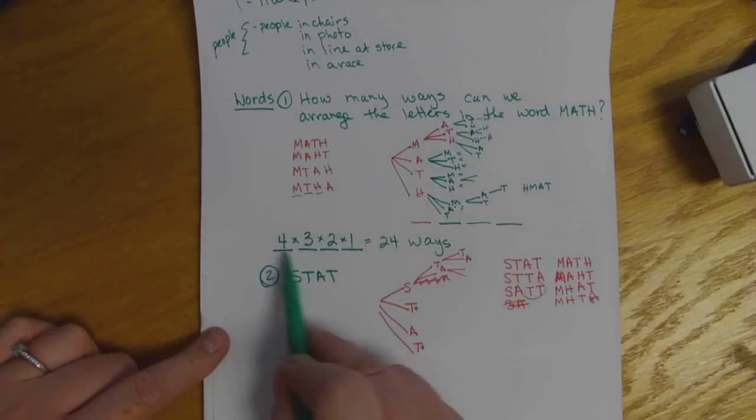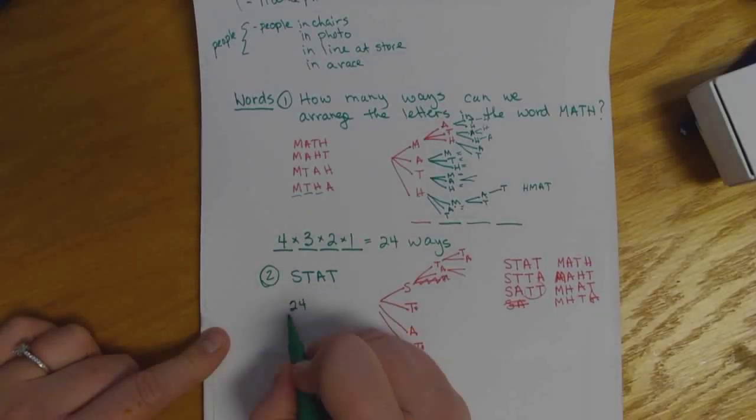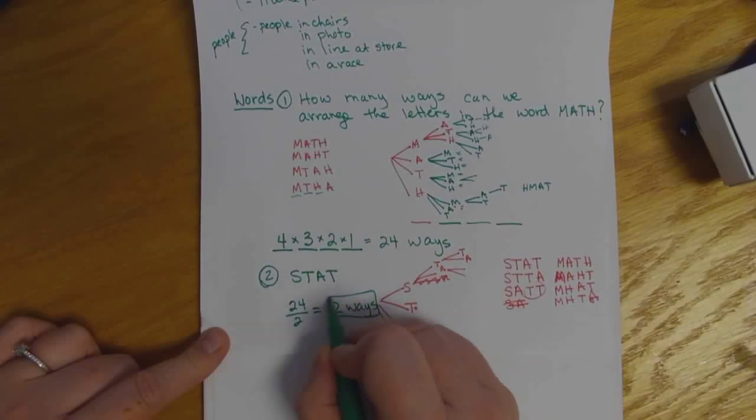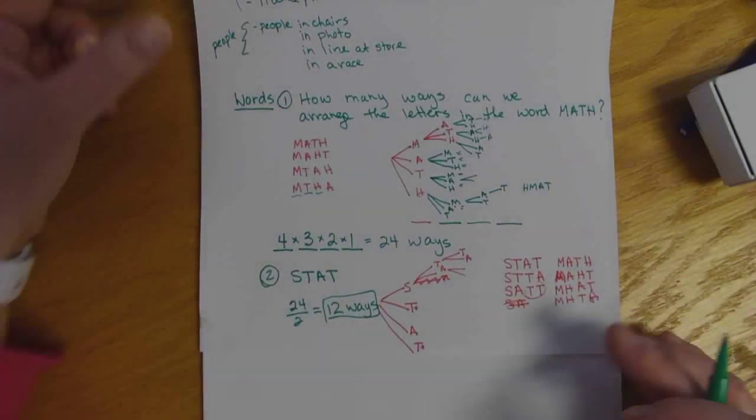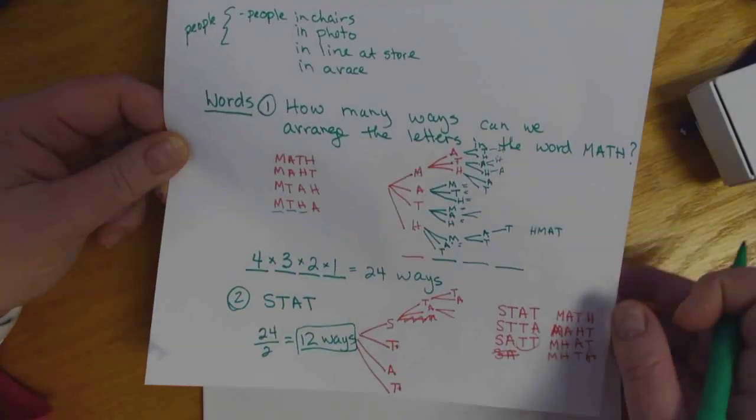Well, there's 24 altogether if all the letters are different. And then there's 2 letters that are the same. So every time, if I wrote all 24 of these, half of them would be the same. Whenever I switch the T and the T, it looks the same. So actually, if I divide it by 2, I will get the right number of ways. Now there is an actual formula for this, but that's the general idea. Okay, so let's see what the formula looks like.